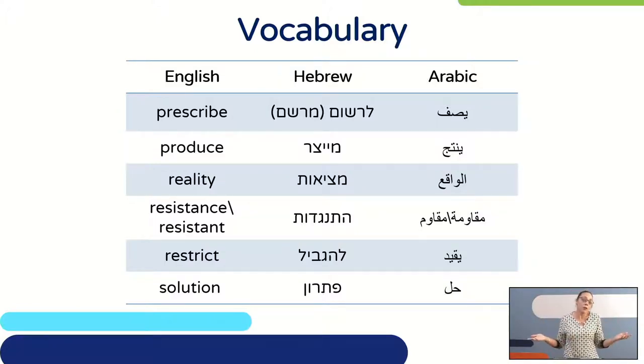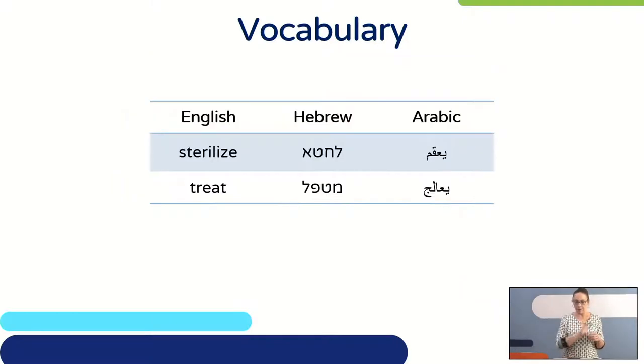And then we have solution. We need hopefully a solution for the problem, a way out. And we have two more words. Sterilize, like when we now are using hygiene and et cetera to make it clean, free of viruses, free of bacteria. And the last word is treat. The doctor, for example, treats the patient. It's like a cure and et cetera.